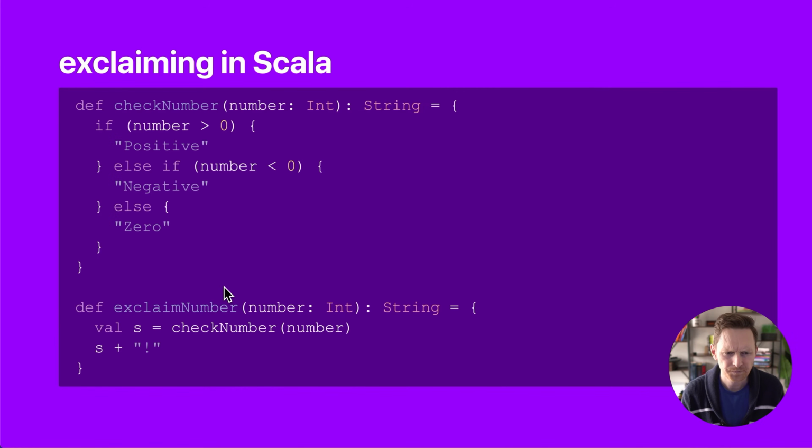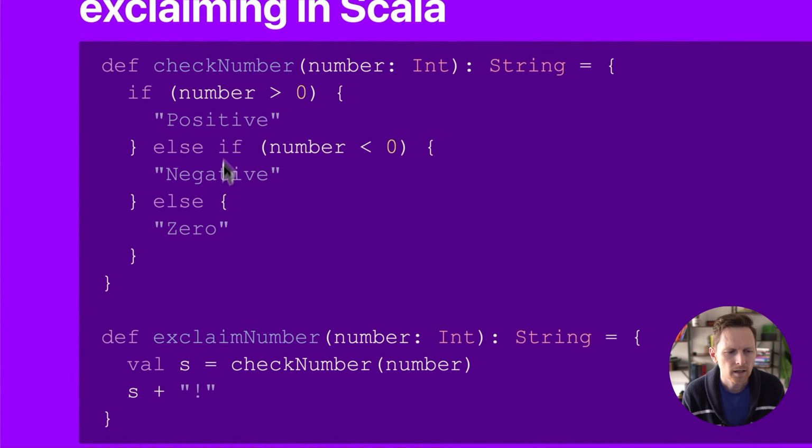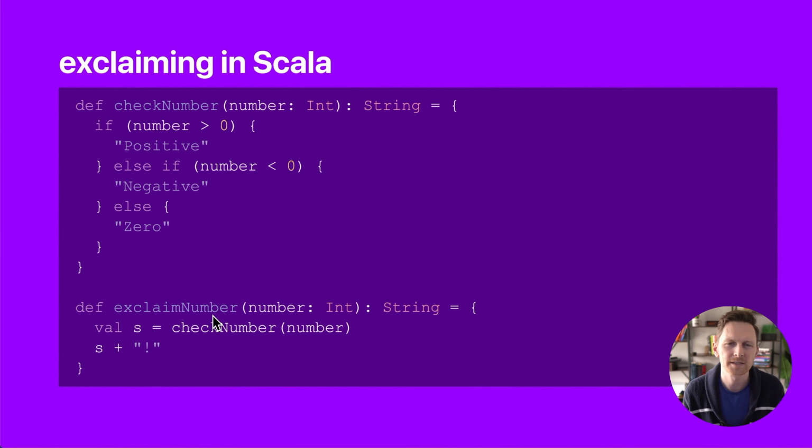Let me show you. So here's the same code. It's Scala, and then I'm kind of wrapping it. I have this thing called exclaim number, which just adds on an exclamation mark. It probably doesn't make sense as code, but it works for my example. The problem is, if we decide, well, we don't actually need check number, let's just inline it in there. All we need is exclaim number.